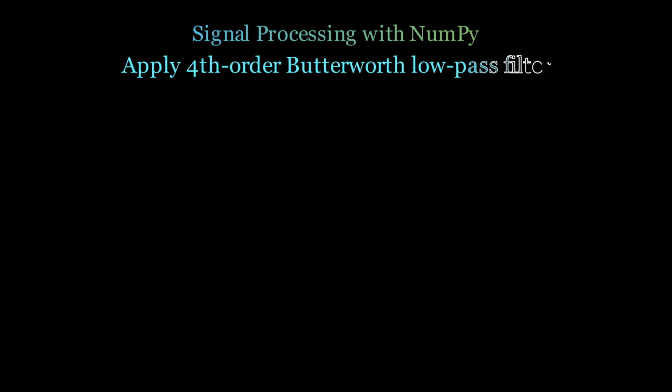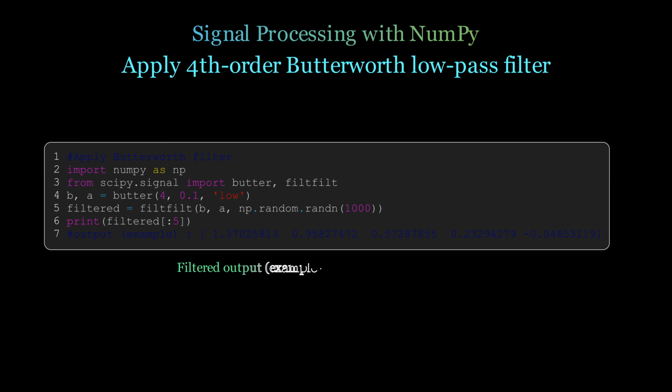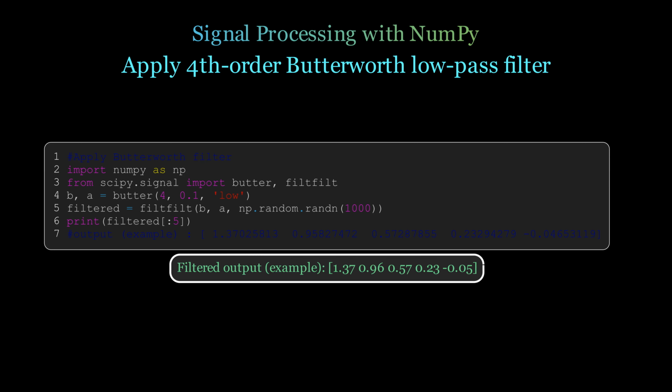Butterworth filters provide maximally flat frequency response in the passband. Our fourth-order low-pass filter with cutoff at 0.1 times Nyquist smooths random noise. The filtfilt method applies the filter twice for zero-phase distortion.